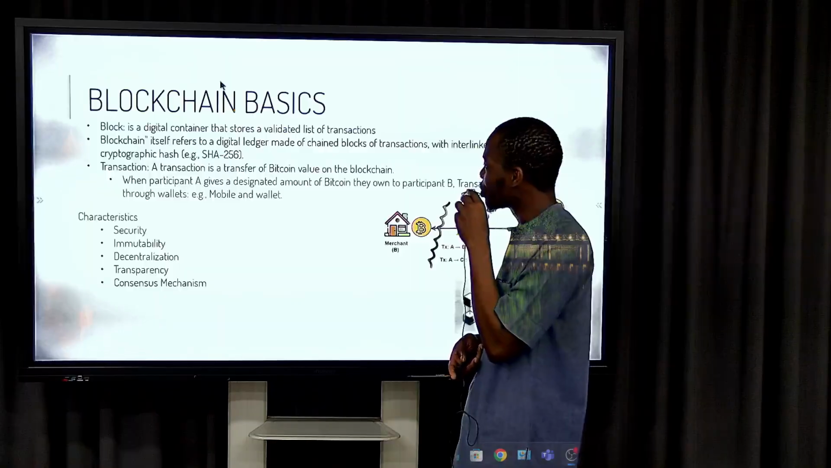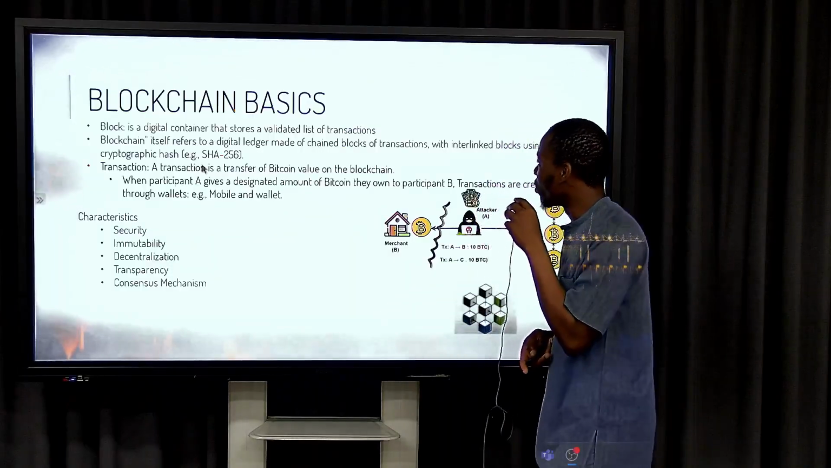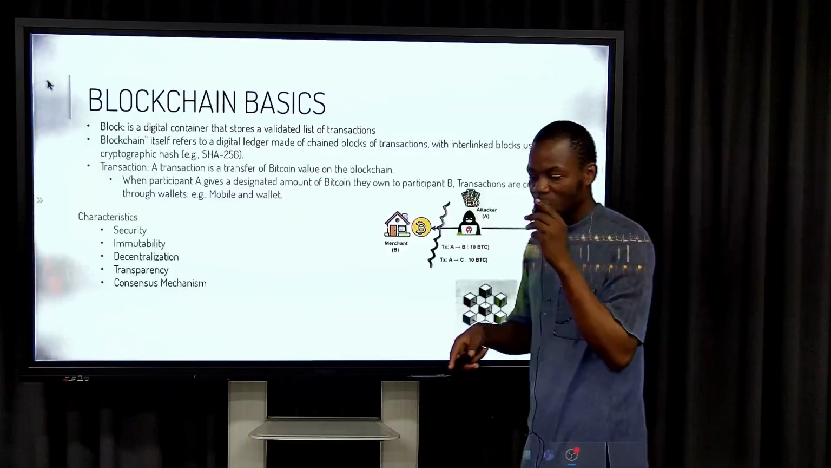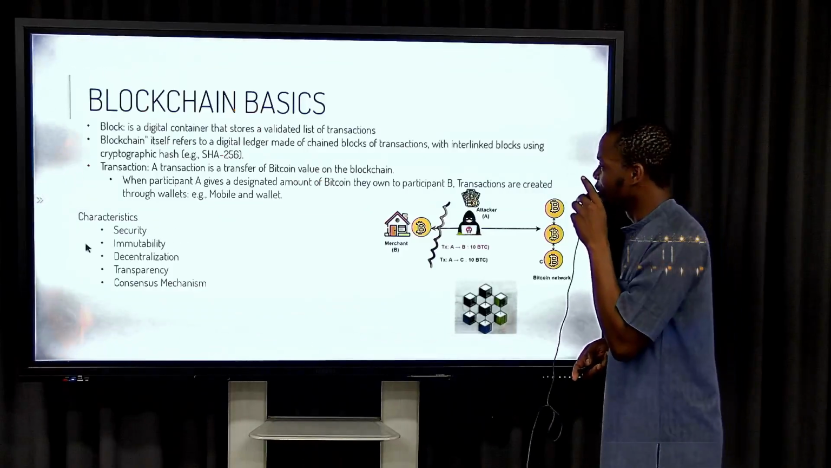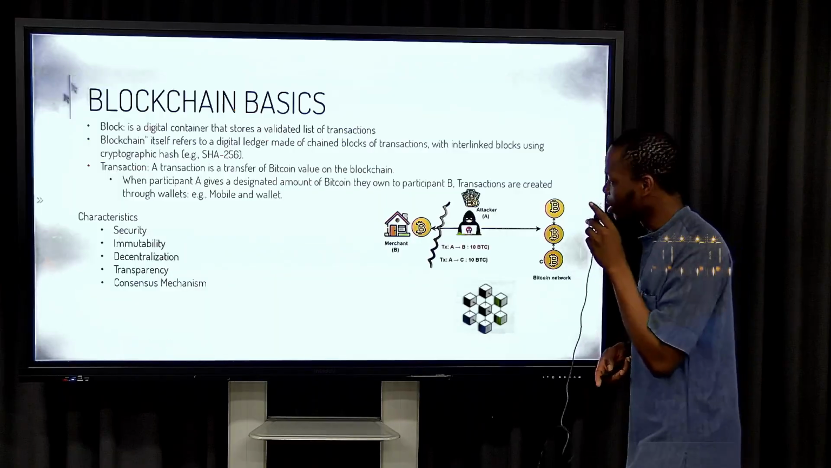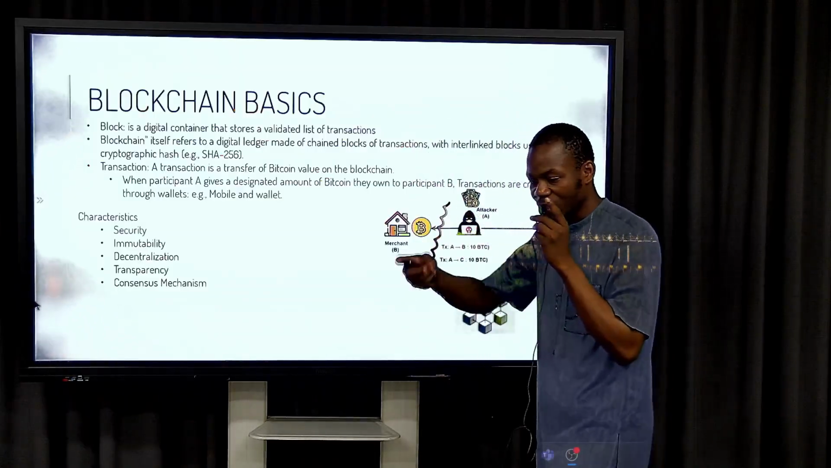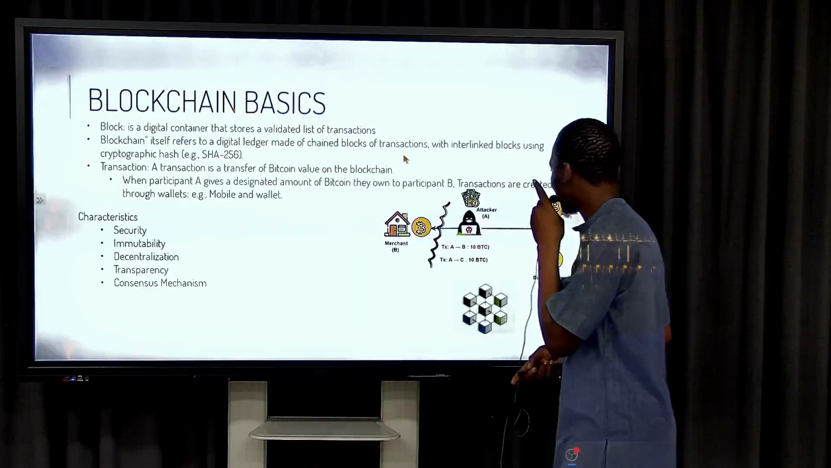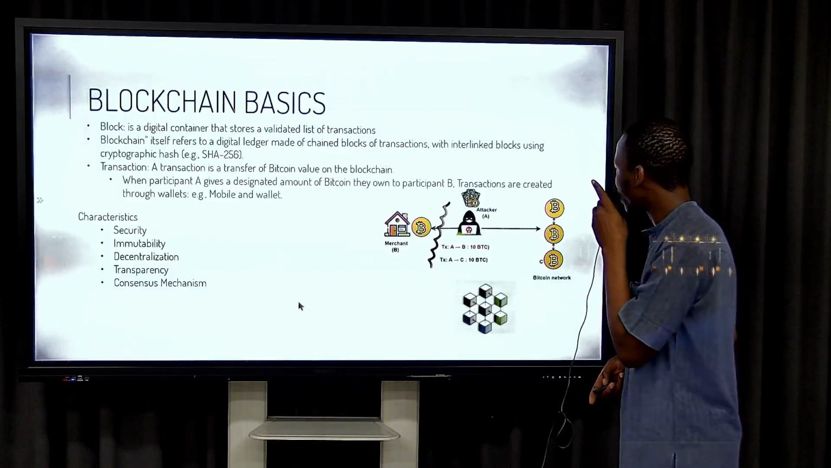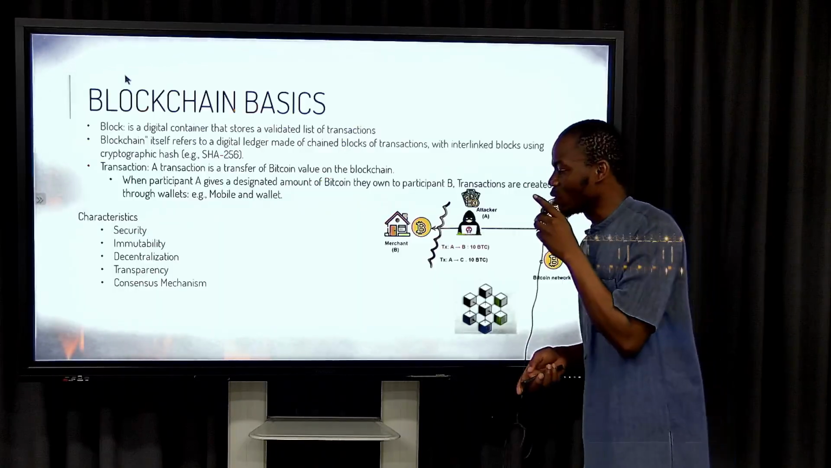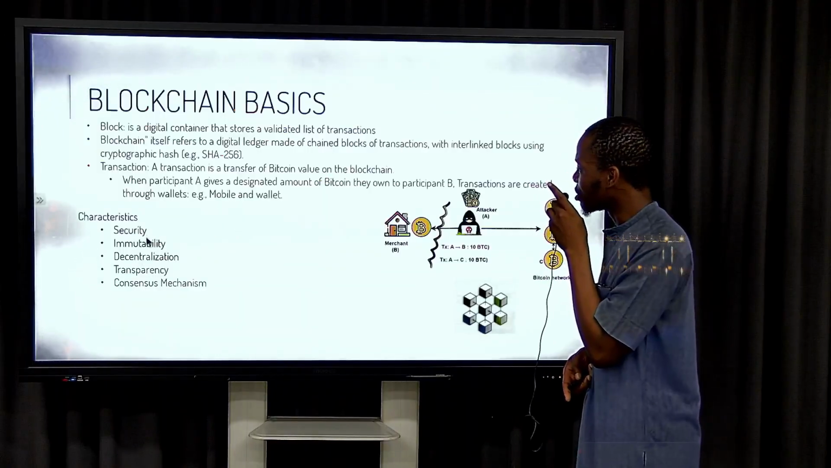So what are the characteristics of blockchain? The block itself is a digital container that stores the valid list of transactions through a consensus. You must have gotten a consensus. So what are the characteristics? Security, immutability, decentralization, transparency, and consensus management. Security, in the sense that it has a protocol where we have the consensus. This consensus guides the way they communicate. That is, all of these nodes must agree. That's the keyword. They must agree on that transaction before it's placed on the block. And once it's on the block, it can never be changed. That's the meaning of immutability.